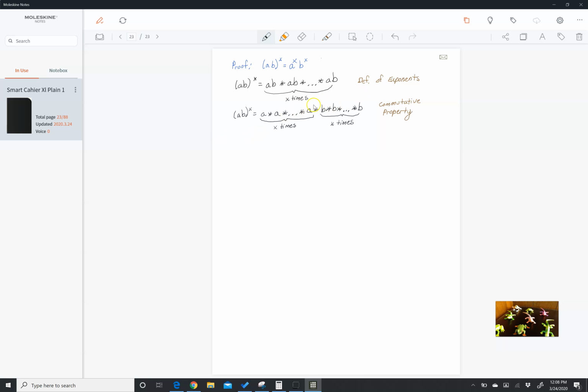Okay, commutative property says the order doesn't matter. So A times B is equal to B times A. So AB times AB is the same thing as AA, BB. There's no difference. We can change our order around however we want. Okay, so we did the left side, so we can mark that off.